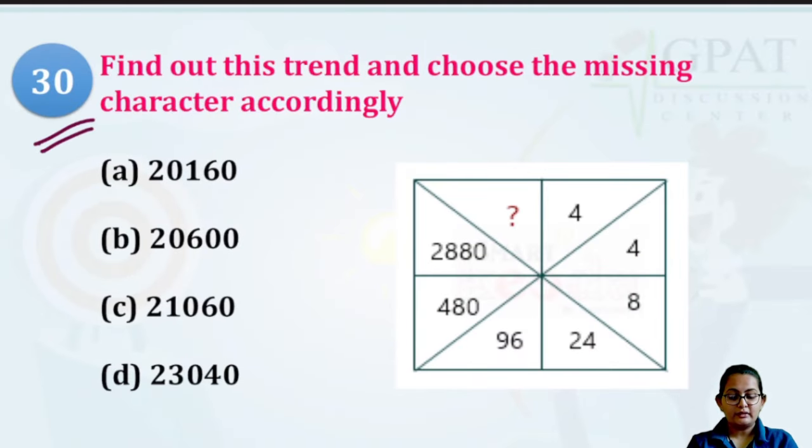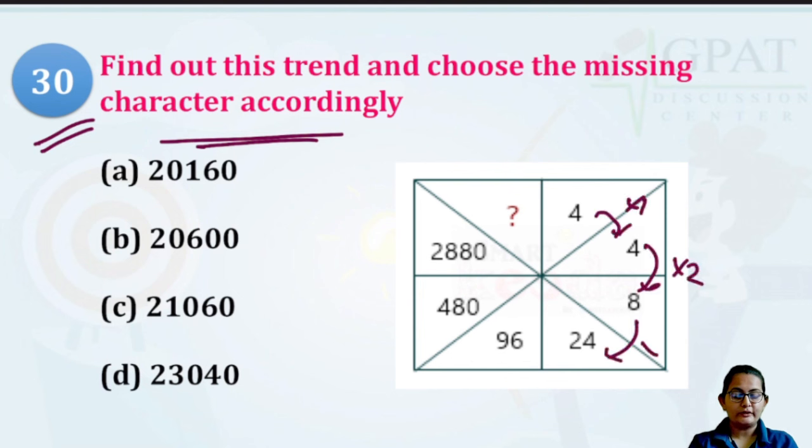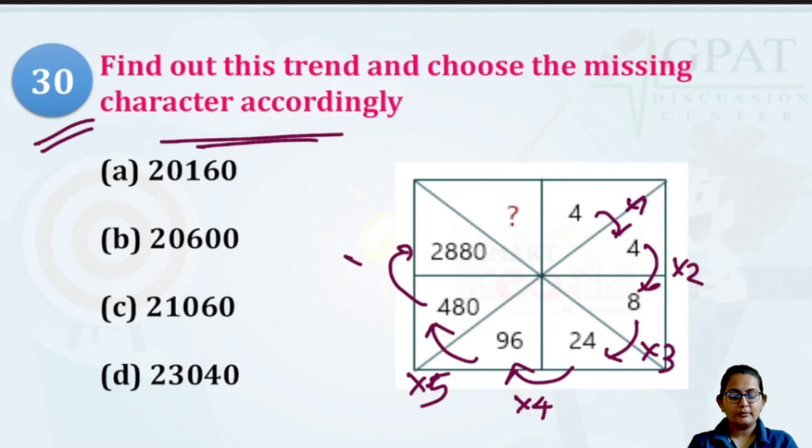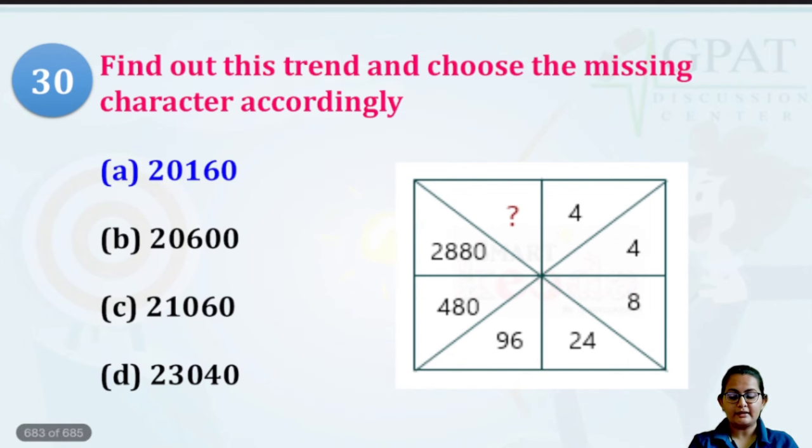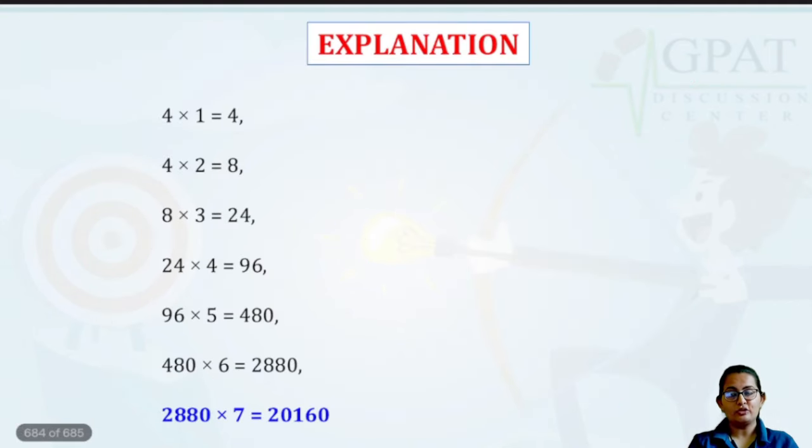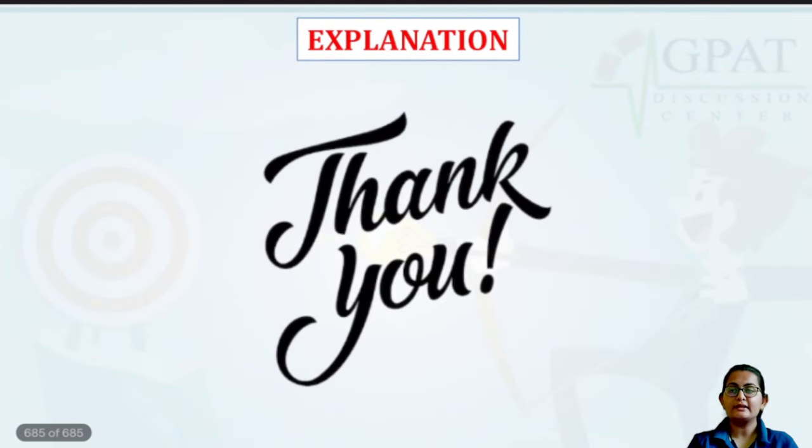Then is question number 30, the last question. Find out this trend and choose the missing character accordingly. You have to find out what kind of trend it is following. So 4 1s are 4, 4 2s are 8, 8 3s are 24, 24 4s are 96, 96 5s are 480. Then it would be 6s are, and then 7s are. So you have to multiply 2880 into 7 and you will get the answer. The correct answer is 20160. So it is progressing arithmetically: 1, 2, 3, 4, 5, 6, and 7. And you will get 20160 as the answer.